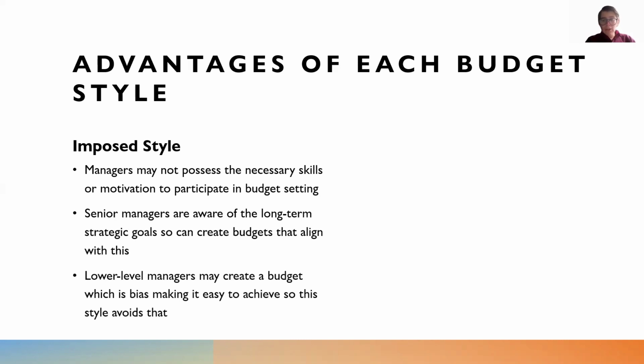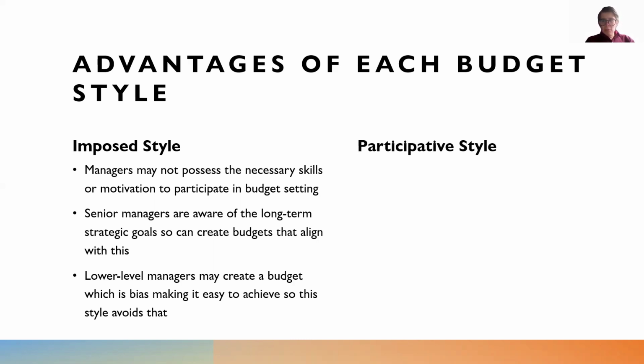And if our lower level managers did get involved, they could well create a biased budget, making it easy for them to achieve so that they can hit their targets. Whereas if the senior members are doing it, they are likely to avoid any bias and they are going to make the target challenging.